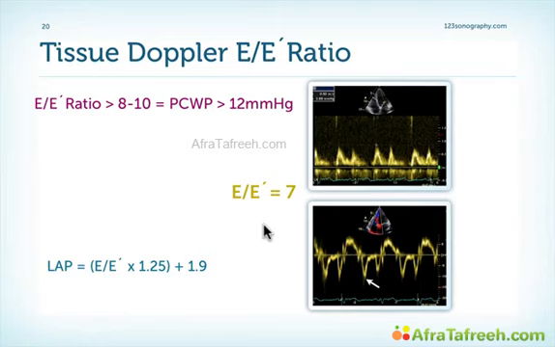One other thing you can do if you really want to get a value for the filling pressure, you can use this formula. You can also abbreviate this formula by calculating the E to E prime and then adding somewhere in the range of 4 to 5 to this value, then you get the absolute filling pressure. An approximation at least of it. So in this case it would be somewhere between 11 and 12, which is still normal.